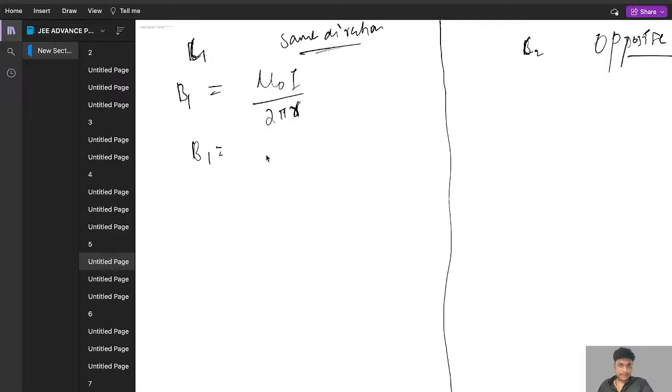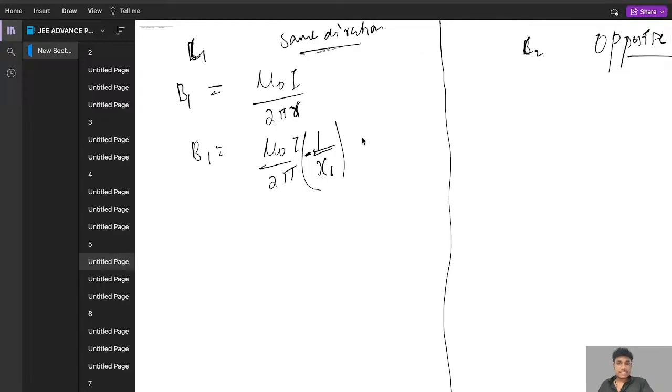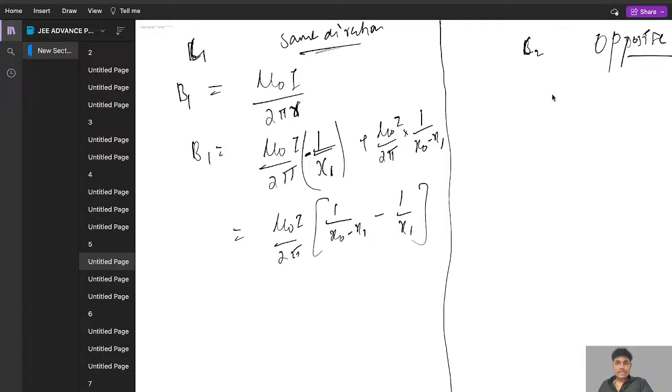So from here we get mu naught I upon 2 pi. What is due to wire 1? That is 1 upon x1, with the cross direction taken as negative, so minus 1 upon x1. And due to wire 2 it is mu naught I upon 2 pi, 1 upon x naught minus x1. From here we get mu naught I upon 2 pi, 1 upon x naught minus x1 minus 1 upon x1.